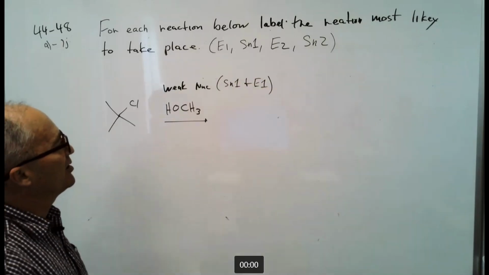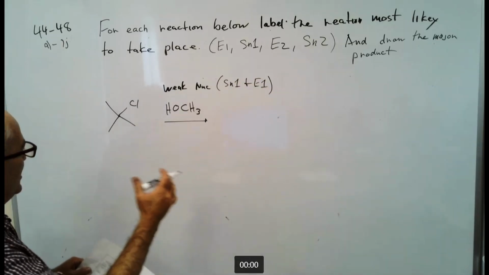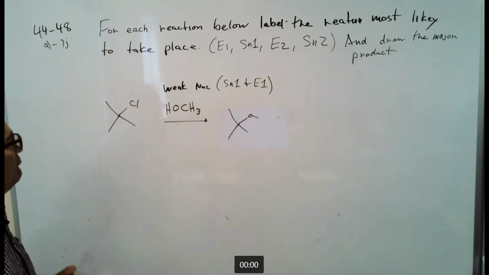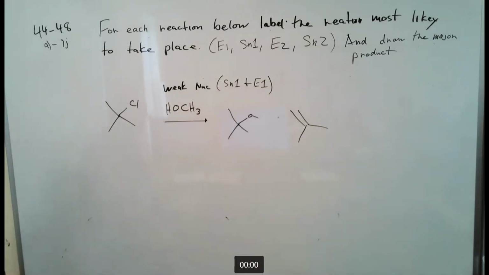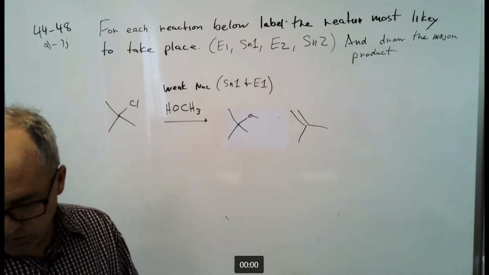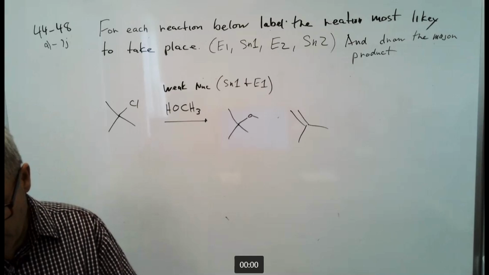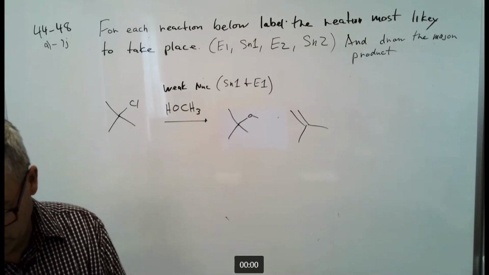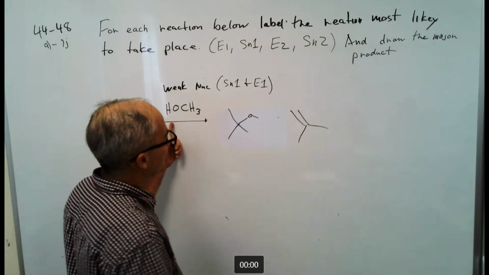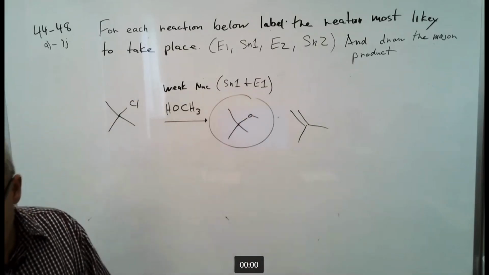Oh, and it says draw the major product. So there's the SN1 product. There's the E1 product. Draw the major product. If you draw two, circle the major one. Since this isn't very basic, I'd come up with that one there.